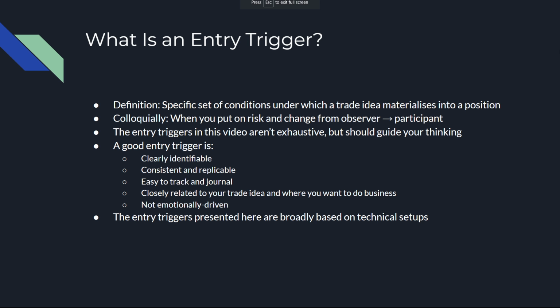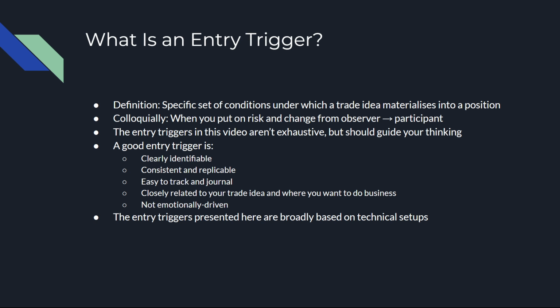There are some criteria for what makes for a good entry trigger, and they are as follows. Clearly identifiable, so that you can actually identify them when they're happening in real time and trade them. Consistent and replicable, they happen frequently enough to allow you to actually trade and put on those positions. Easy to track and journal. As we've discussed, a large part of this comes down to organization, and that includes trade review. So if your entry triggers are completely arbitrary or non-systematic or random, it becomes very hard to track your trades and try to improve your process.